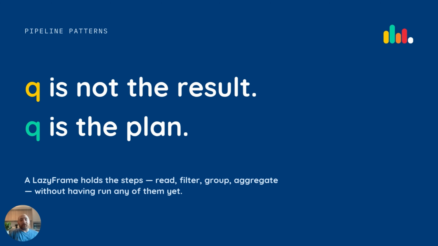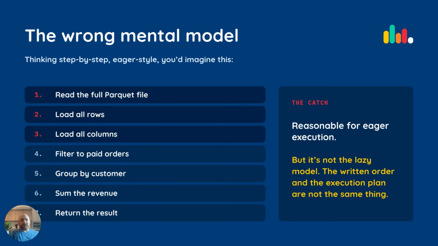Now someone might picture the query running like this. First, read the full Parquet file, load all the rows, load all the columns, then filter to paid orders, then group by customer, then sum the revenue, and then return the result. That's a reasonable mental model if you are thinking in step-by-step, eager execution. But it's not the lazy Polars model.